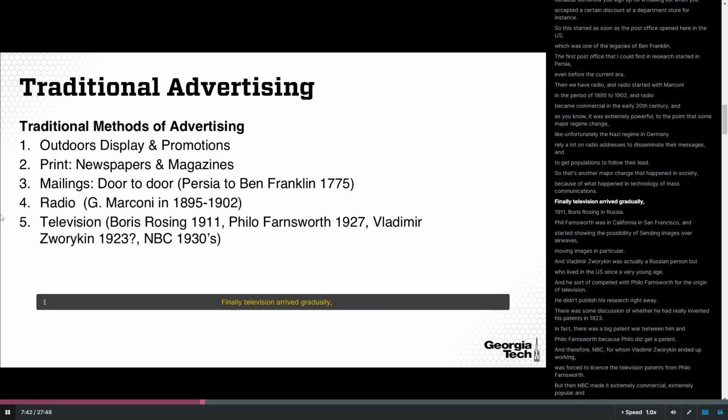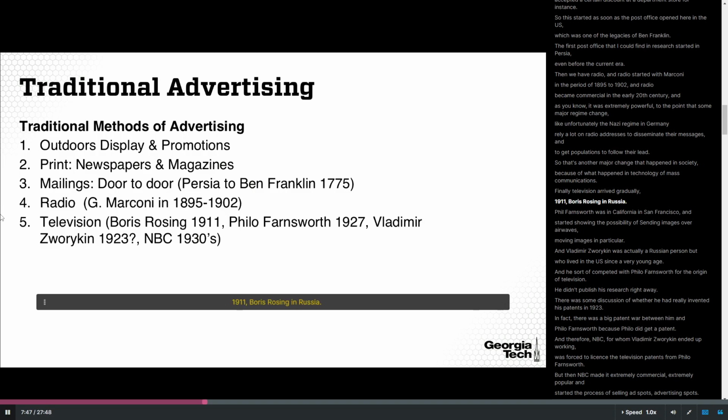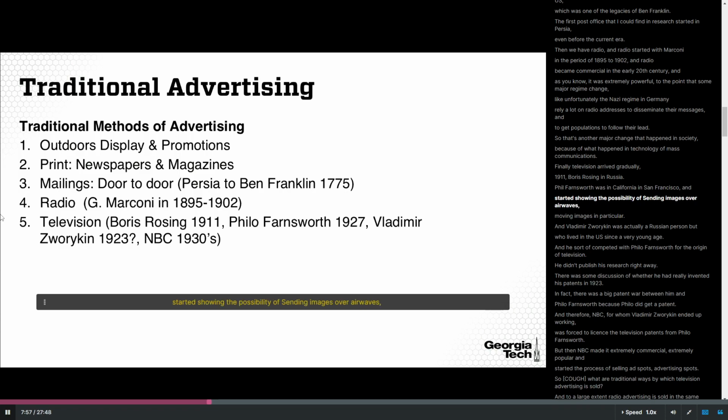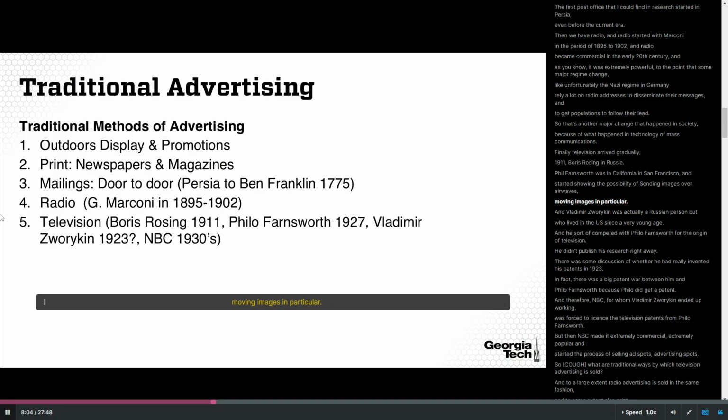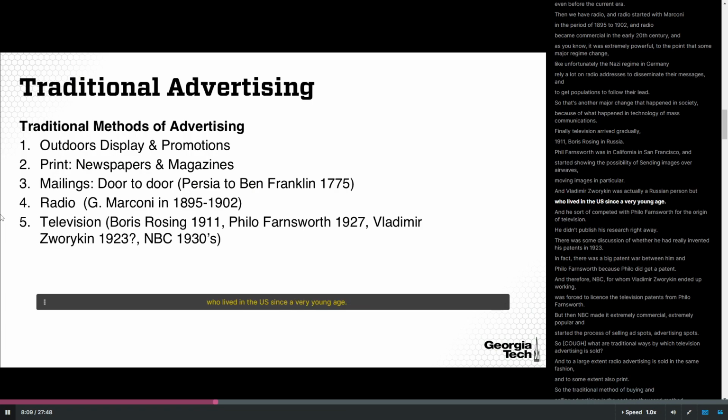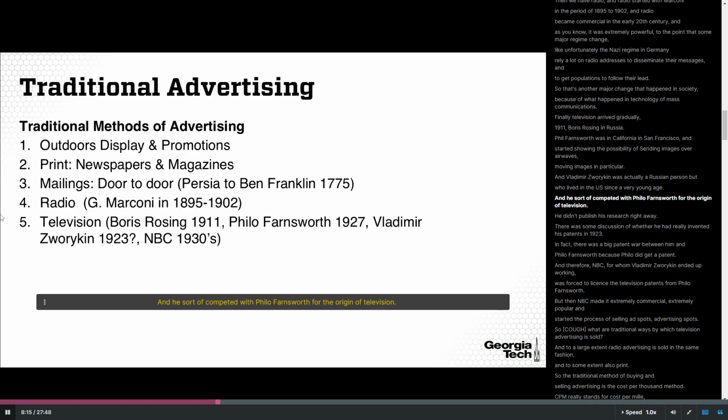Finally, television arrived gradually. 1911, Boris Rosing in Russia. Philo Farnsworth was in California, in San Francisco, and started showing the possibility of sending images over airwaves, moving images in particular. And Vladimir Zworykin was actually a Russian person, but who lived in the US since a very young age. And he sort of competed with Philo Farnsworth for the origin of television.